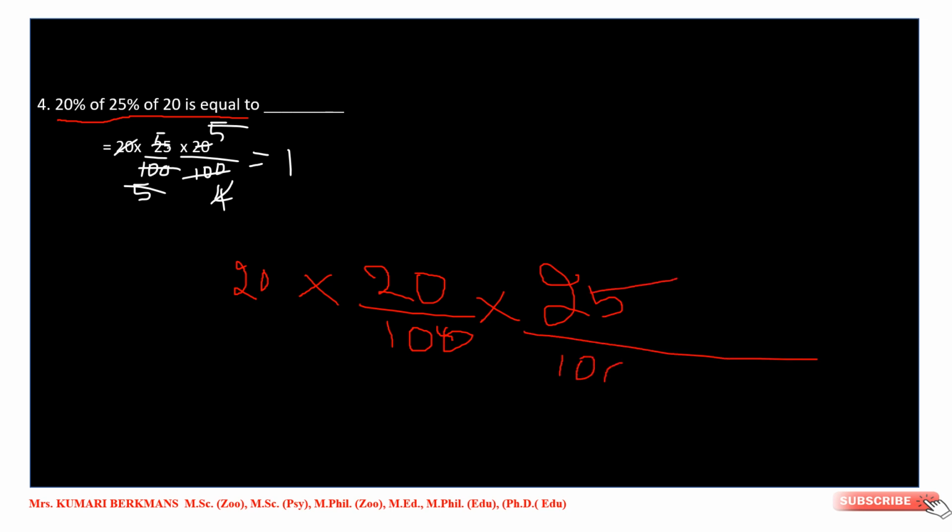Now we'll get the answer very quickly. How to get it? See, if we strike out this one, we will get 4. And if we strike out the 4, this is 5, right? And here, if 20 is struck out, it is 5. So 5, if we cut it off, we will get the answer 1. So the answer for 20% of 25% of 20 is 1. The answer is 1.